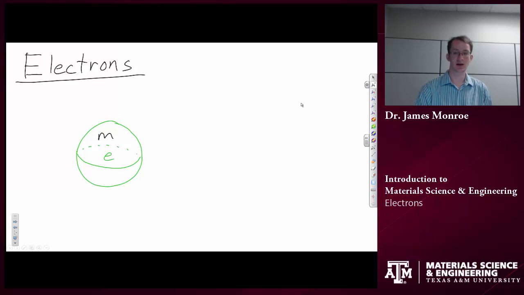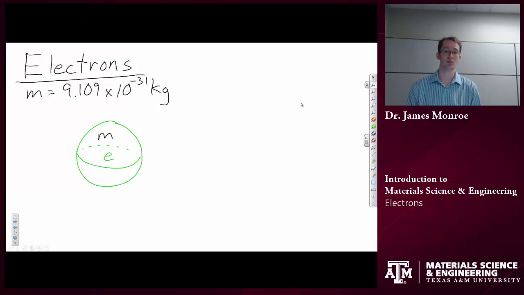So they have mass. The mass of an electron is 9.109 times 10 to the negative 31 kilograms. Now that's really, really small. It's really, really light. But still, it's a particle, and it has inertia. So that means it takes energy to get it moving, and it takes energy to get it to stop moving.